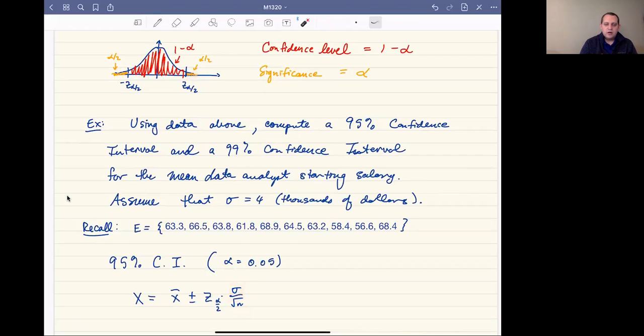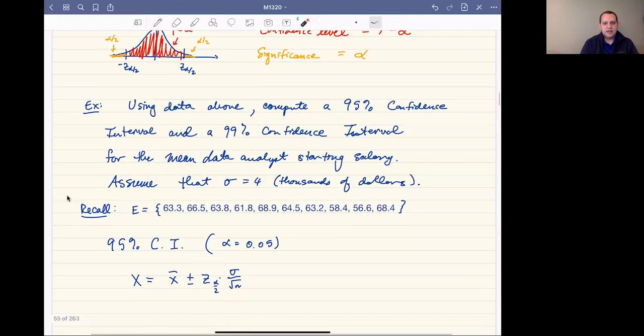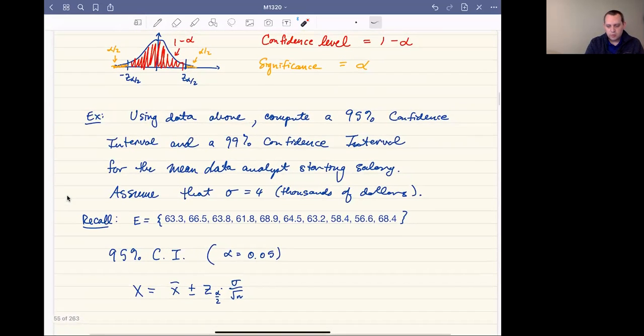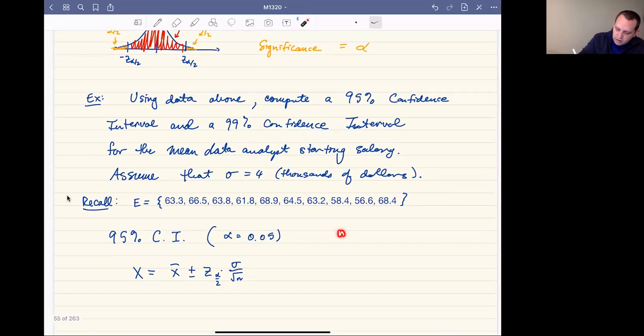Knowing that is enough for us to compute the confidence interval for a 95% and then a 99% confidence interval. So let's do this. We've already done a lot of the work. We know that our n is 10, because we have a sample of size 10.